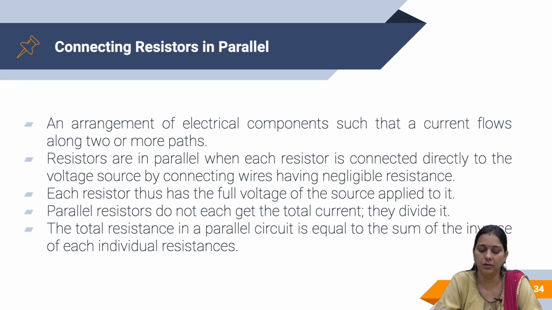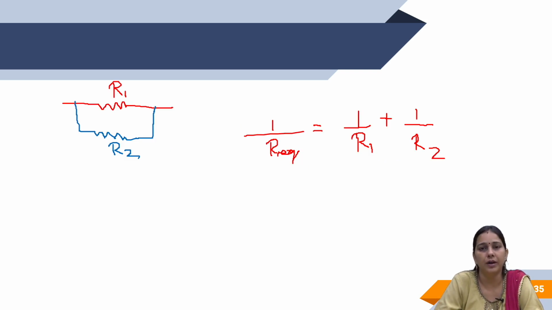In parallel circuits, the equivalent resistance is equal to the sum of the inverses of the individual resistances. For example, if R1 and R2 are connected in parallel, then the equivalent resistance is given by 1 upon R equivalent equals 1 upon R1 plus 1 upon R2.